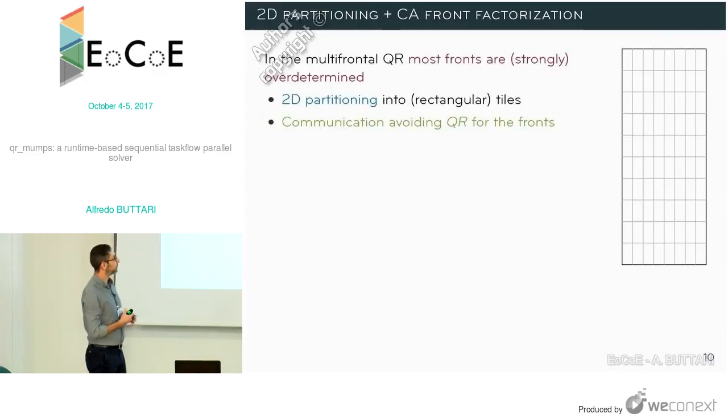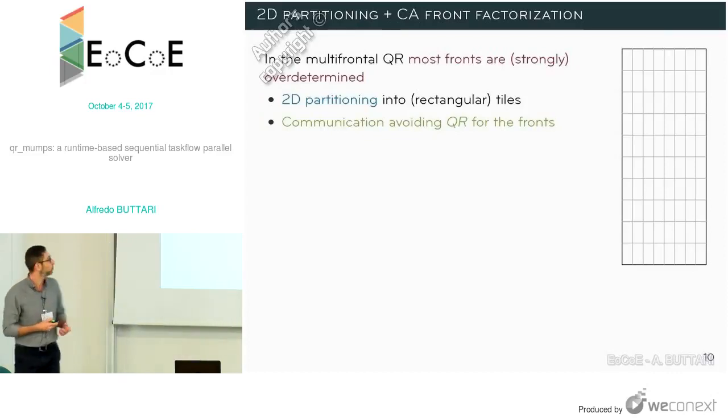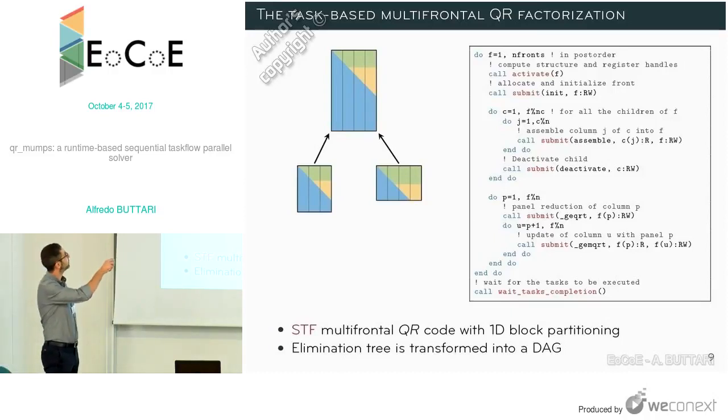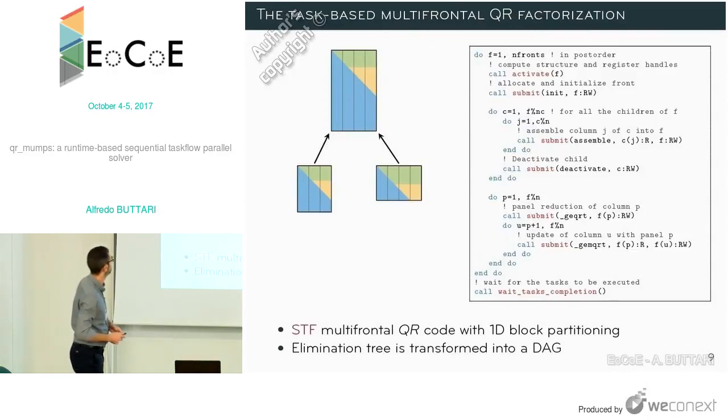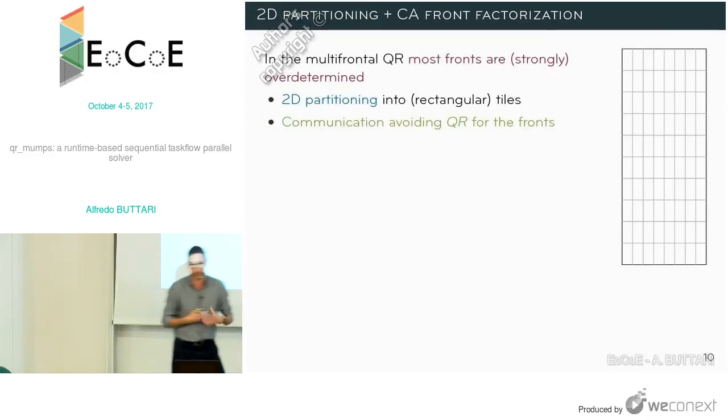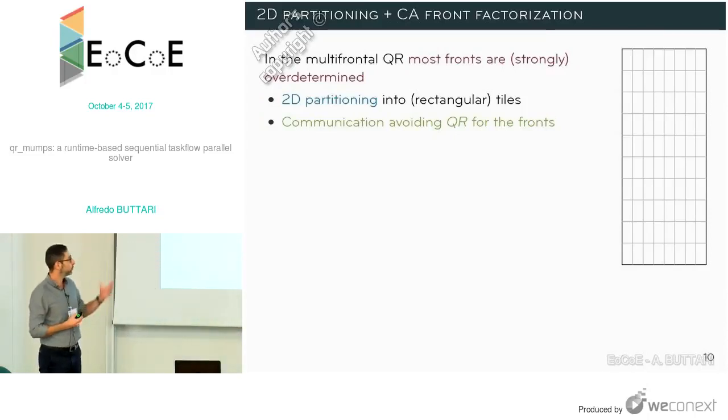All right, so actually in practice we do not really use a 1D block column partitioning like this because frontal matrices are commonly very overdetermined, okay? They have many more rows than columns. So you understand easily that it's not a good idea to cut a sausage along its length. This simply does not deliver enough performance. So actually what we use is a 2D decomposition into blocks or tiles if you wish. And then we use communication avoiding QR factorization algorithms for factorizing each frontal matrix, okay?